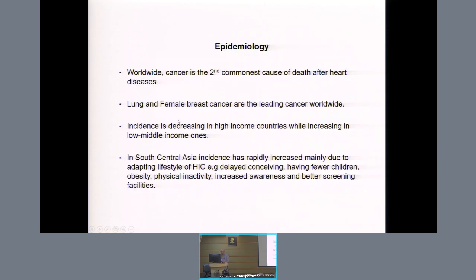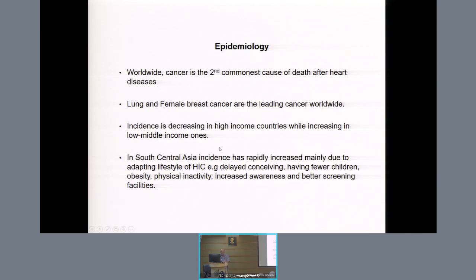Now, something about epidemiology. Cancer is the second commonest cause of death after heart disease. Lung and female breast cancer are the leading ones. The statistics on this are provided in the latest edition. In the 2022 edition, breast cancer was the leading cancer among both sexes. But this time, lung has taken over and breast cancer is very close to that.